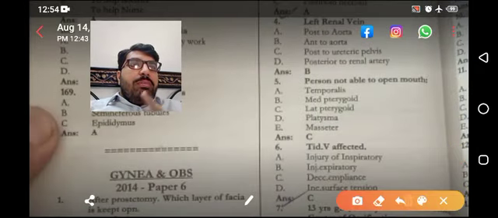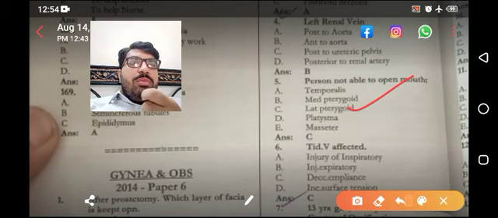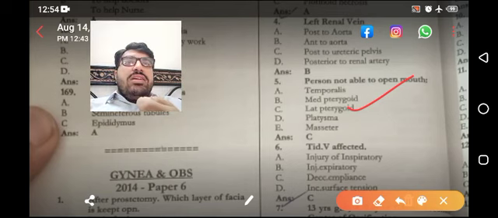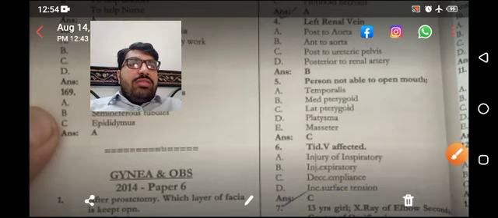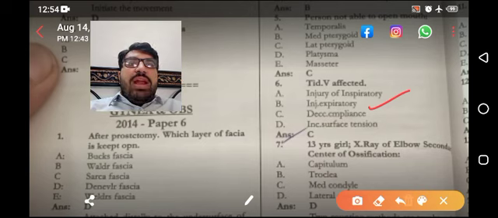Person not able to open the mouth. The lateral pterygoid is the right answer. He is not able to open the mouth. Lateral pterygoid helps you to open the mouth. It is the right answer. Tidal volume affected. There is decreased compliance.